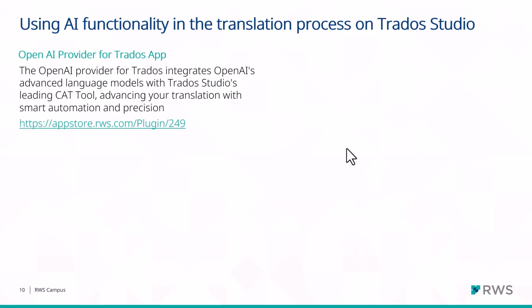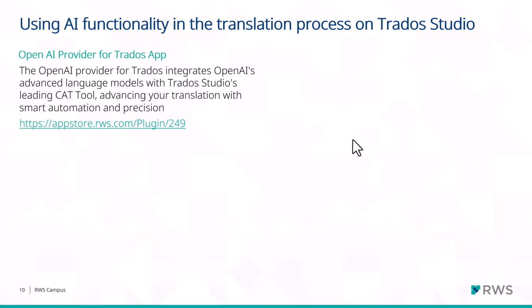On the next topic, we will see how to use AI functionality in the translation process on the Trados Studio desktop application. Here we will talk about the OpenAI provider for Trados. The OpenAI provider for Trados integrates OpenAI's advanced language models with Trados Studio, the leading CAT tool, advancing your translation with smart automation and precision. In order to use this app, you will need to download it from the App Store.